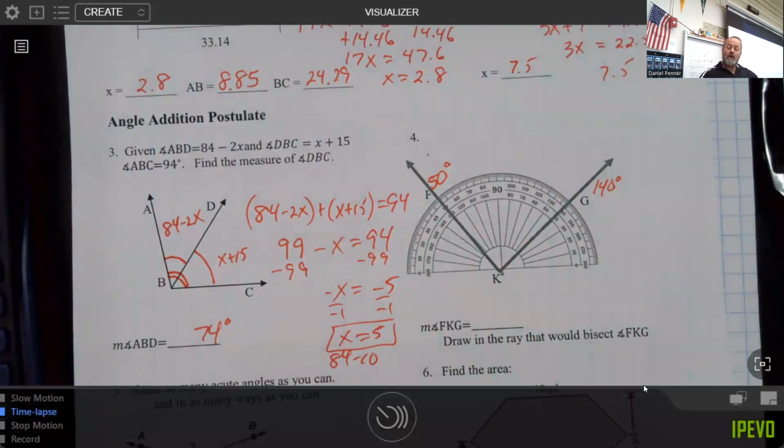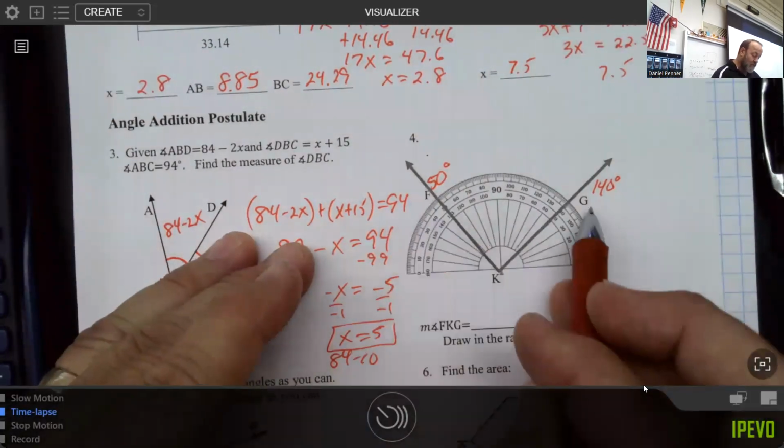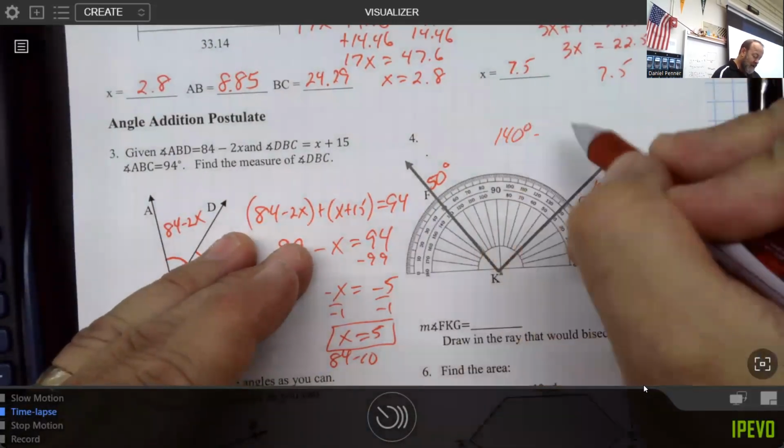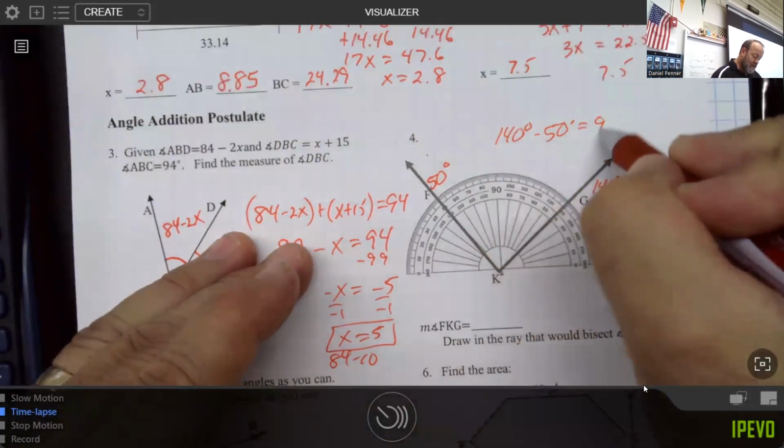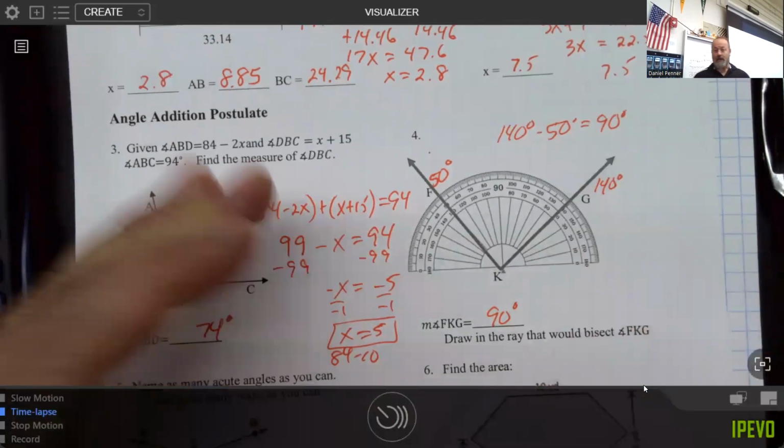So if I wanted to know what is the measure of that angle in between them, how far is it from 50 to 140? Well, all I need to do is subtract. And I found out that that angle in the middle, that value in there would be 90 degrees, okay?